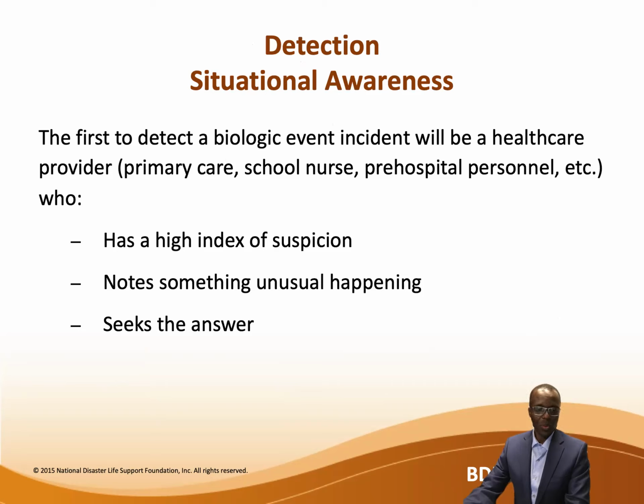A clinician who notes that something unusual is happening and seeks assistance for an explanation is likely to be first to detect a covert release of a biologic agent or emerging infectious disease outbreak. The most important aspect is for all healthcare providers to have a high index of suspicion for biologic events and to avail themselves of public health reporting.